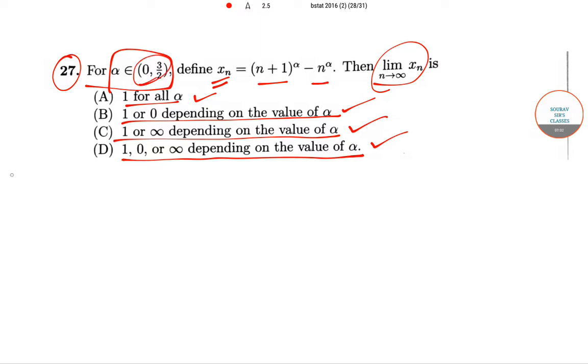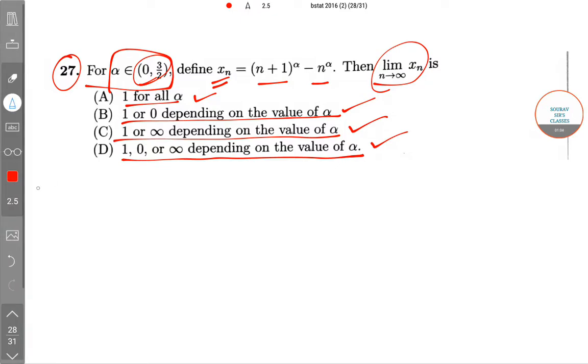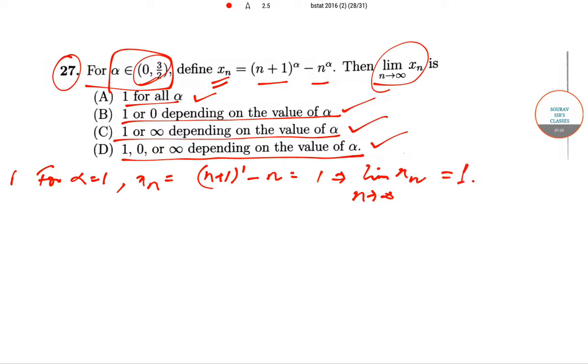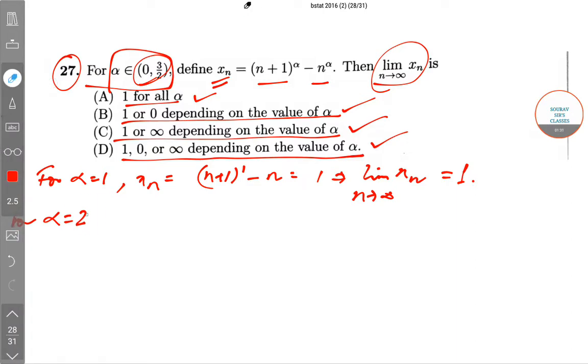Now for alpha equal to 1, xn is equal to (n plus 1) to the power 1 minus n, this is equal to 1. This will imply that the limit of xn as n tends to infinity will be equal to 1 for alpha equal to 1. Now for alpha equal to, let me write it more correctly.